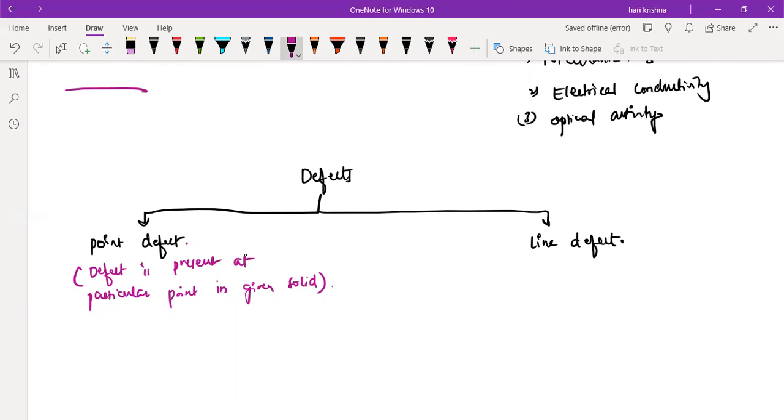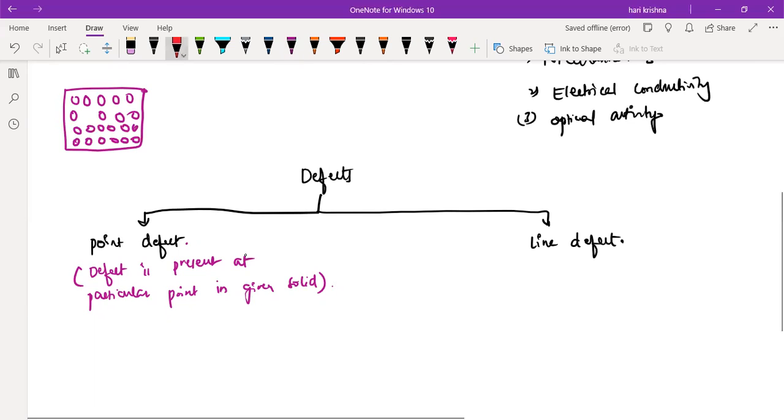If you take a regular arrangement of atoms like this, 1, 2, 3, 4, 5, like this, at one particular place this defect will occur. So at this place, the atom is not there. So it is called a point defect. Understood? In all other places, there is a regular arrangement of atoms, but at this red circular area, there is no atom. So this is a point defect. At a particular point, the atom will be missing. That is a point defect.